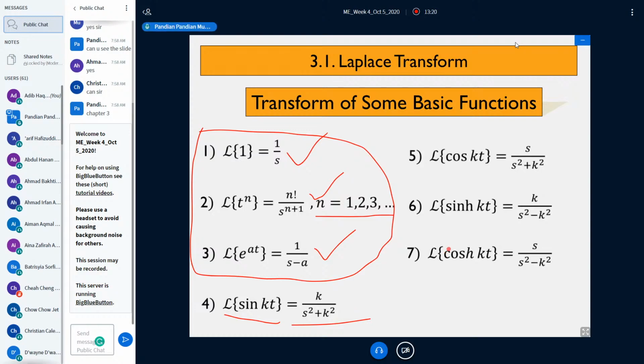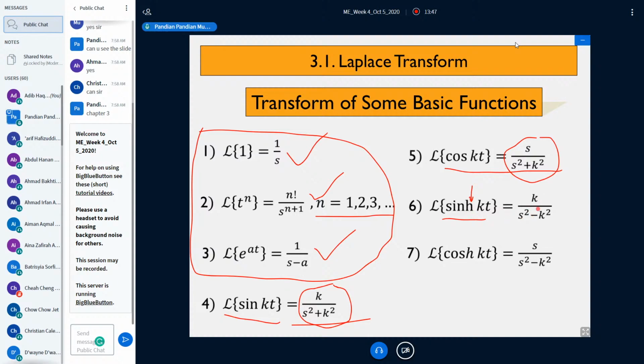Laplace of cos kt is s over s squared plus k squared. This is different from sine. This one can be shown, but we already have this formula, so we make use of it. The number 6 is sinh kt. This is the hyperbolic sine. You see the h here. We call it a hyperbolic function.